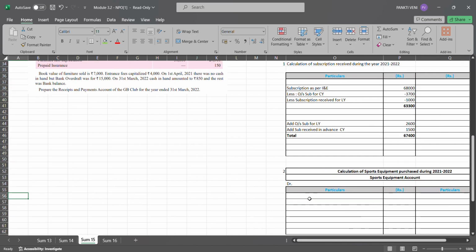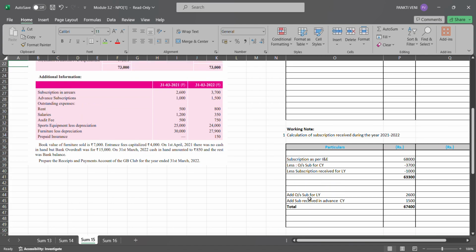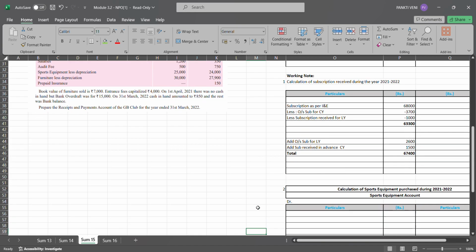So why am I taking sports equipment? Because the next ones are outstanding rent, outstanding salary, outstanding audit fees. That entire three figures I have to adjust in my receipts and payment only. Then comes sports equipment less depreciation. That's why I am going for the next working note, that is sports equipment.